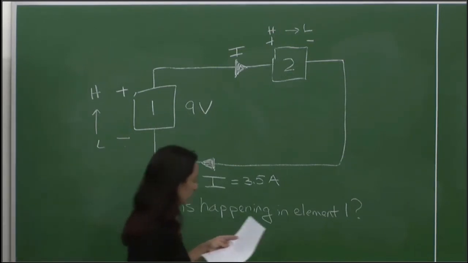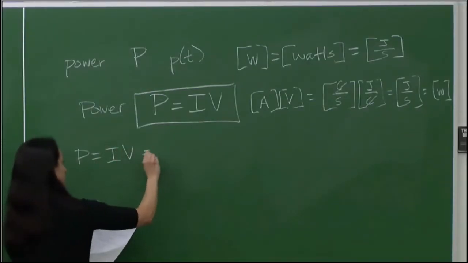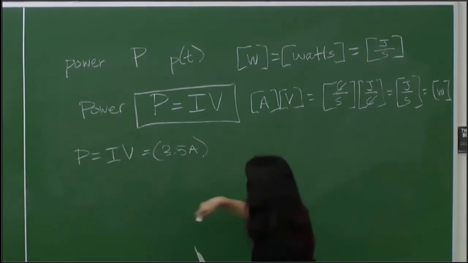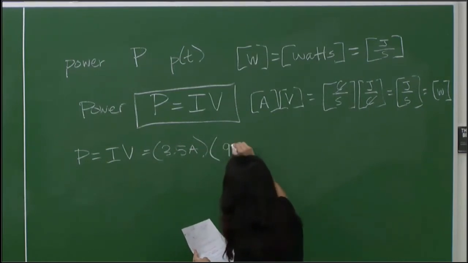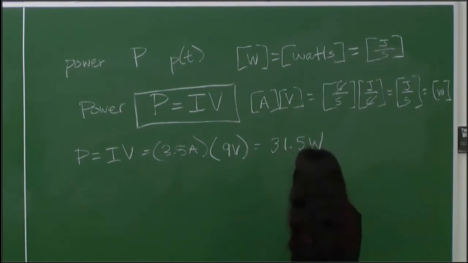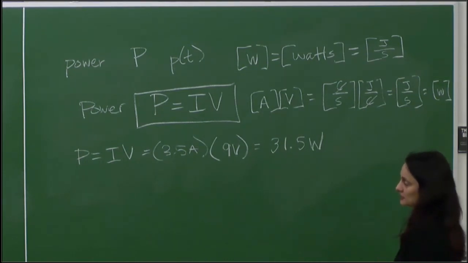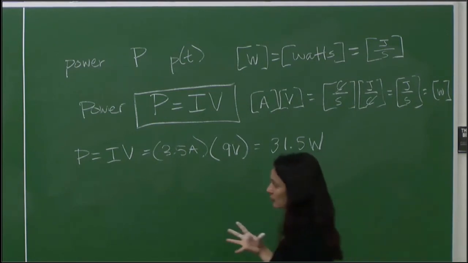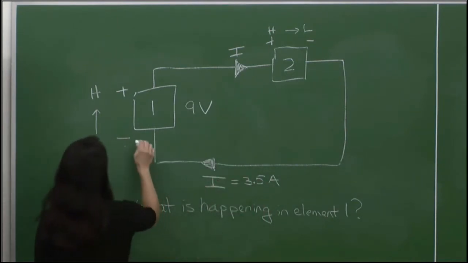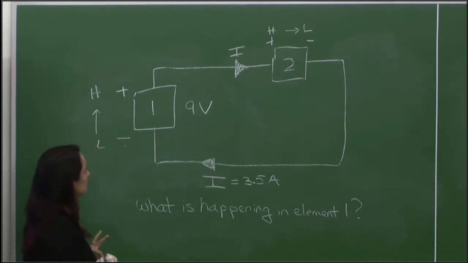So what's happening in element 1, we're just going to go through and use our power equation, P equals IV. So we have 3.5 amps, which we saw flowing through there. So it's a series circuit, the only current going through there is 3.5 amps. It's a 9-volt battery. It ends up as 31.5 watts. But that's not the answer. You need to be able to talk through and see if it's being supplied or absorbed. So you need to look at that positive current flow direction, going from low potential to high potential. It's 31.5 watts being supplied.